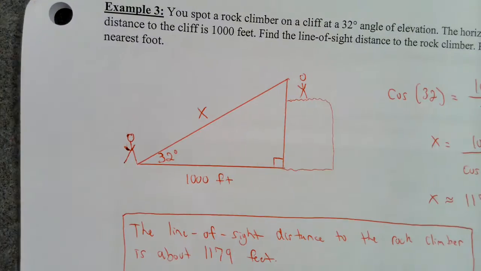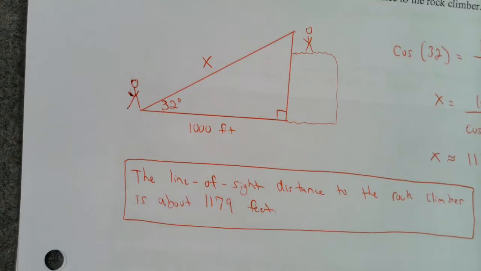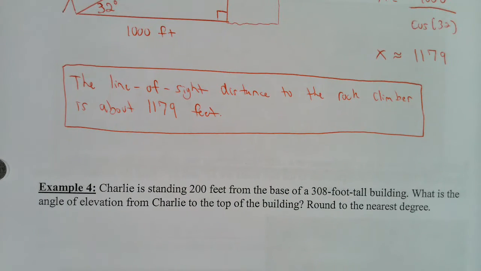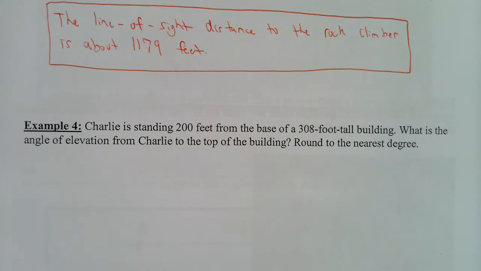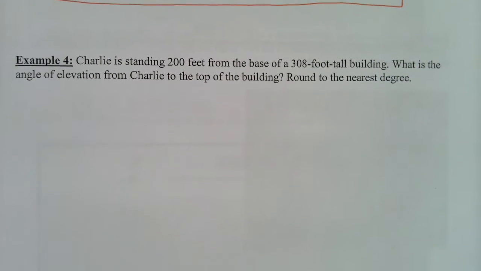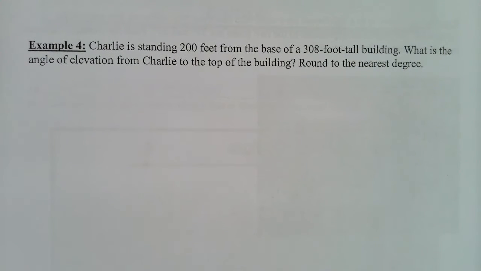Okay, so we've done one tangent, one sine, and one cosine so far. Let's see what's next. Okay, here's one where you have to draw it yourself. Charlie is standing 200 feet from the base of a 308-foot tall building. What is the angle of elevation from Charlie to the top of the building, rounded to the nearest degree?